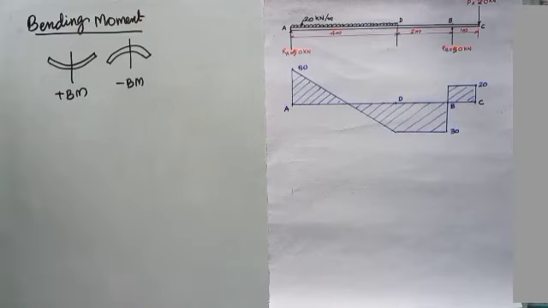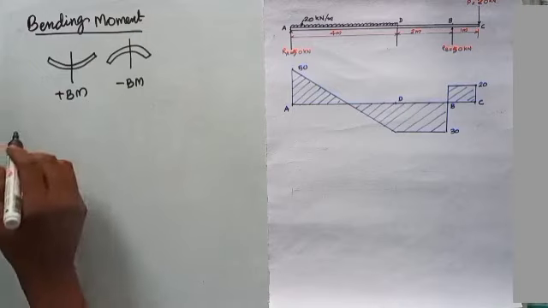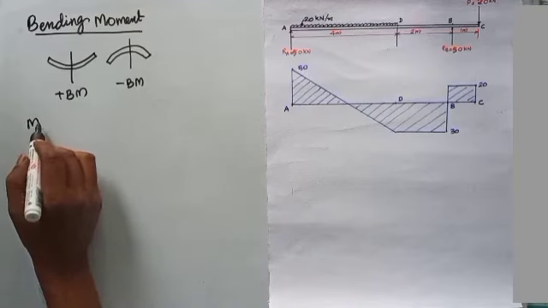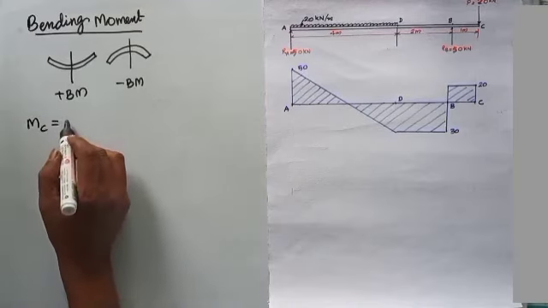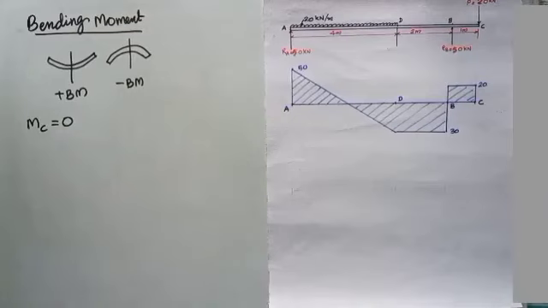This is the sign convention we are using for finding the values of bending moment. So we can find the values of bending moment starting from C. So at point C the bending moment is 0. Bending moment at C equals 0 because there is no load in the right side of point C. Now we move to the point B.